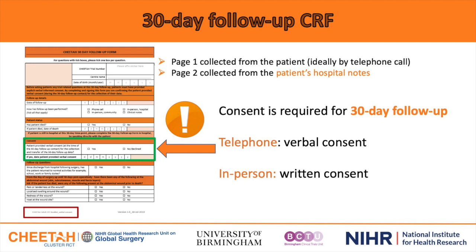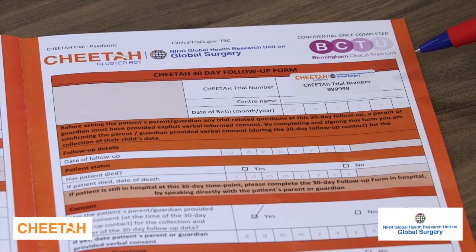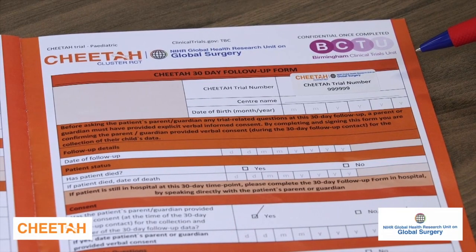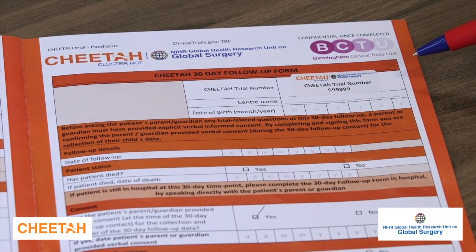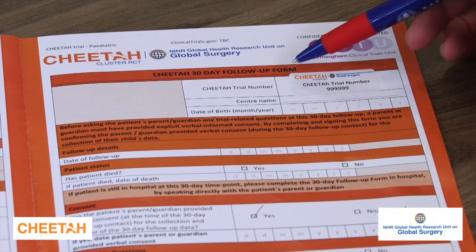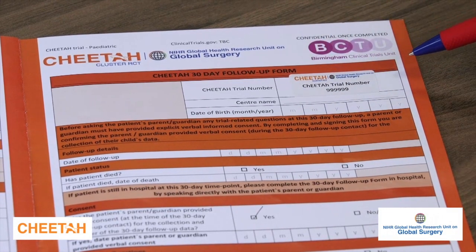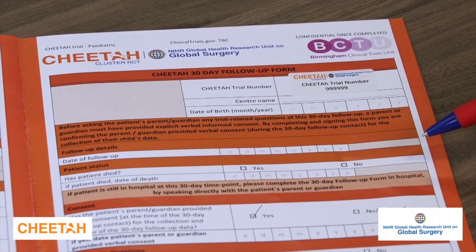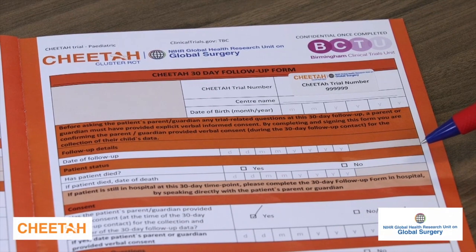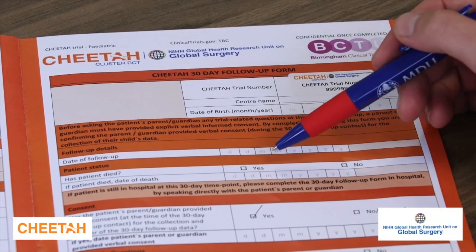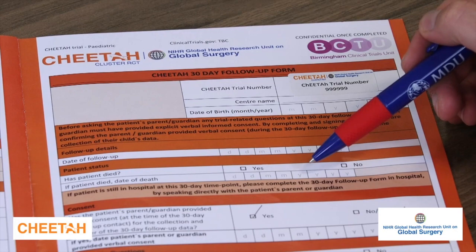The following video shows how to complete the 30-day follow-up form. In order to complete outcome assessment for patients in the CHEETAH trial, I must now complete the CHEETAH 30-day follow-up form. This has already been pre-labelled with the patient's CHEETAH trial number. The first thing to do is to check whether anything in the hospital records suggests the patient has already died. If so, this must be ticked as yes, and the date of death entered.